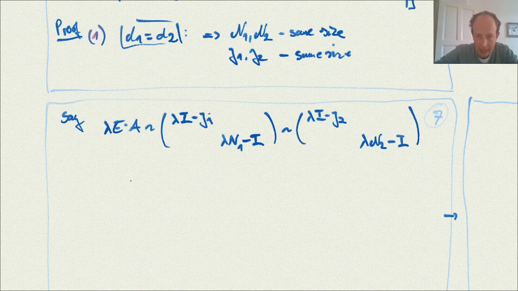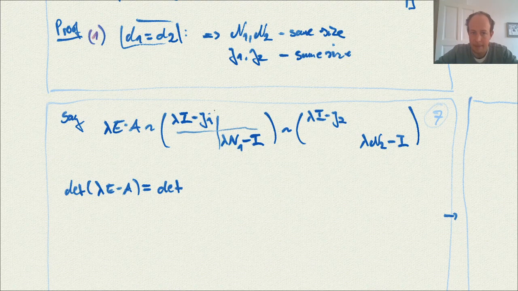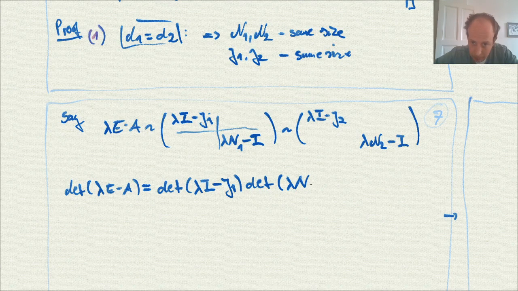This gives us that the determinant of lambda E minus A is the determinant. So if you have such a block matrix, then the determinant is the product of the determinants of the blocks. So this will be the determinant of lambda I minus J1 times the determinant of lambda N1 minus I.